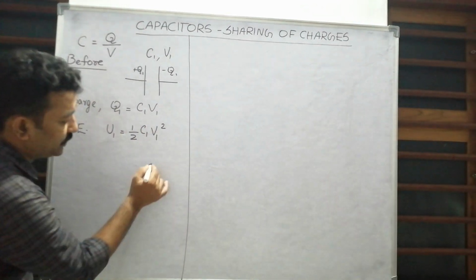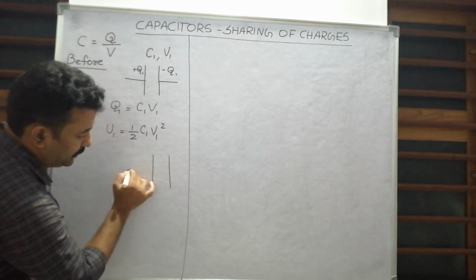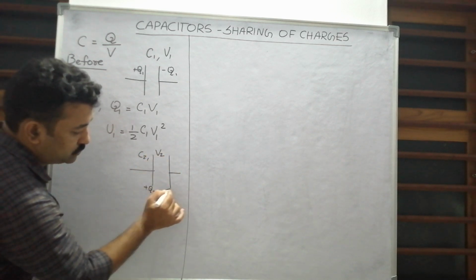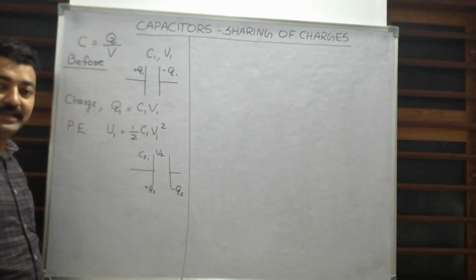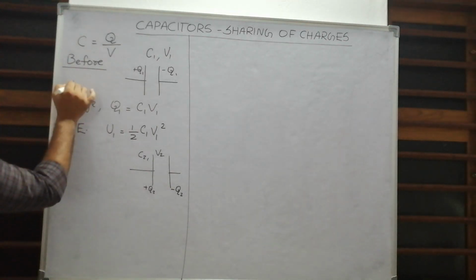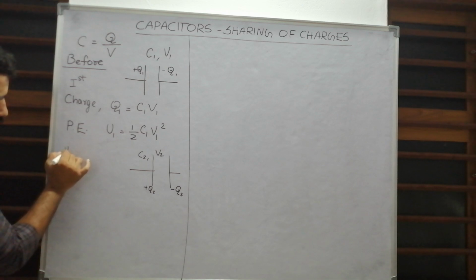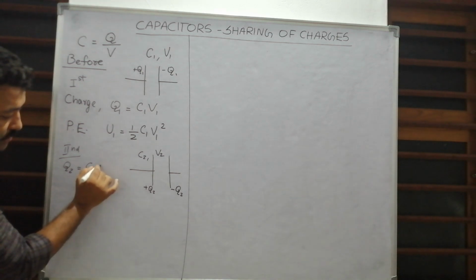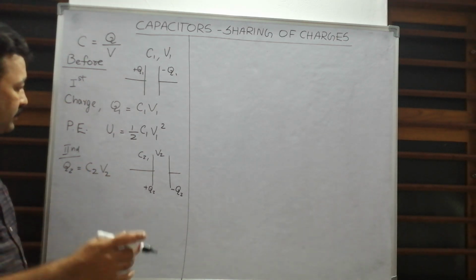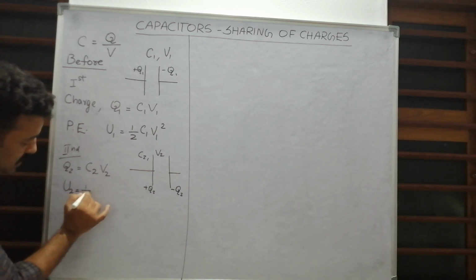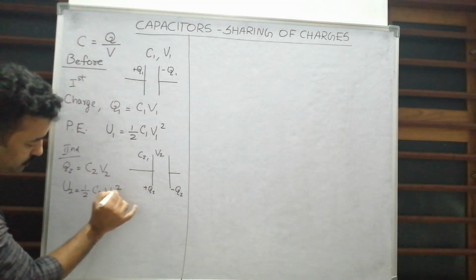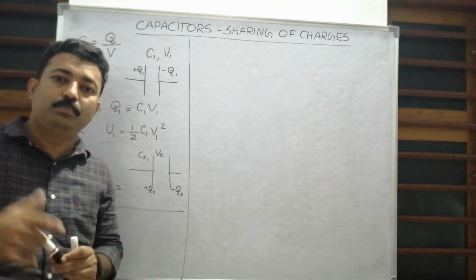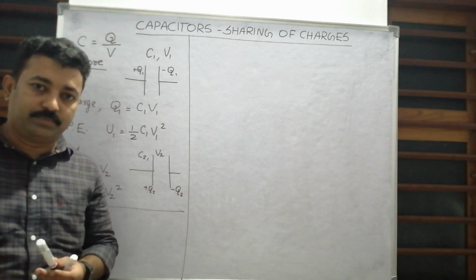Similarly, if I have another capacitor, say C2, charged to potential V2, with plus Q2 and minus Q2 as the charges on each plate, I can write for the second one the charge content equal to C2 V2 and the potential energy as half C2 V2 square. This is the condition before sharing, or before I connect the charged capacitors.